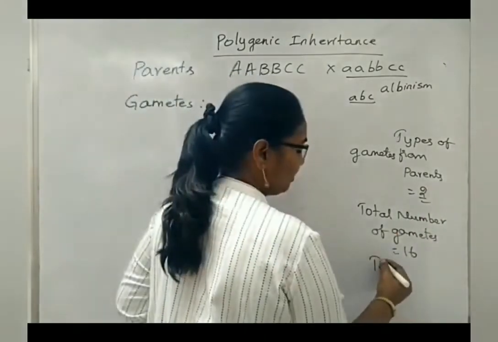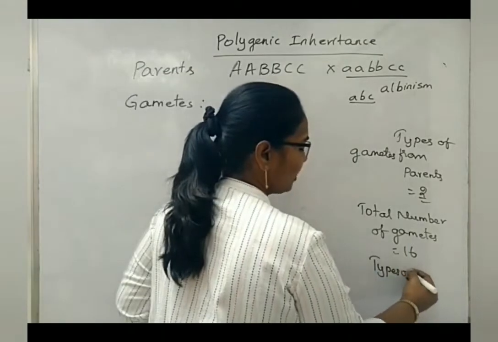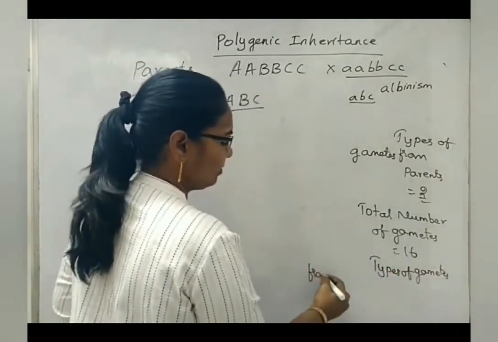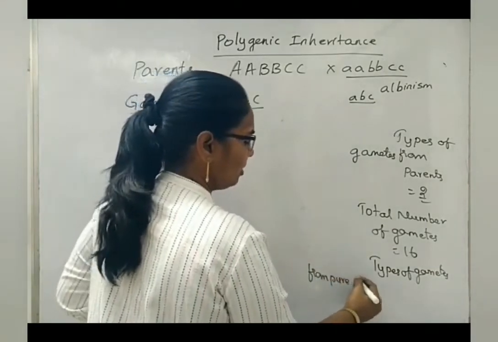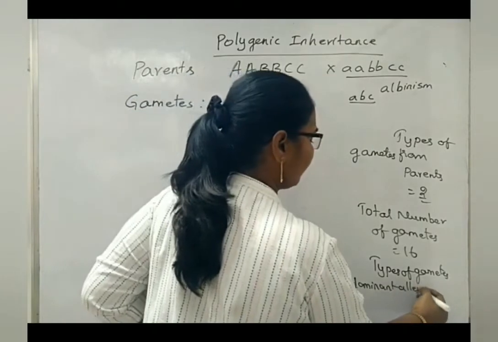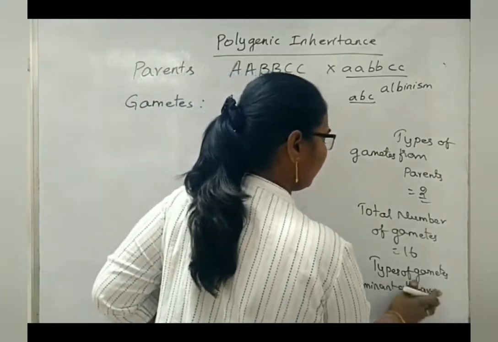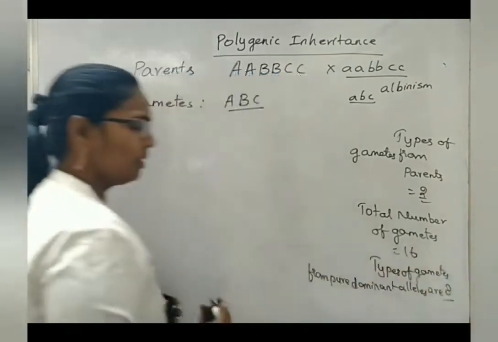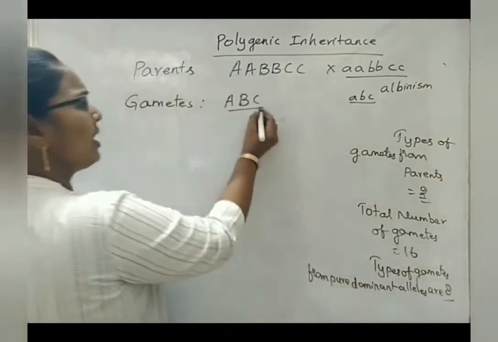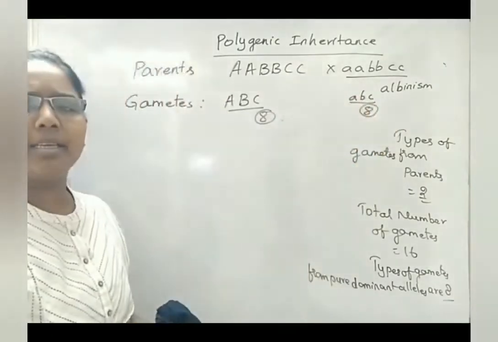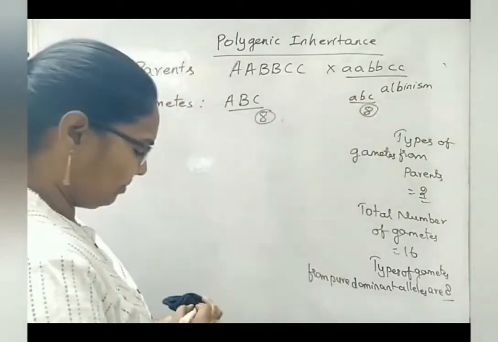Now, the gametes from the pure dominant alleles are 8 in number, and such type will be 8 in number from the recessive one. Totally, how many are they? They are 16 in number.